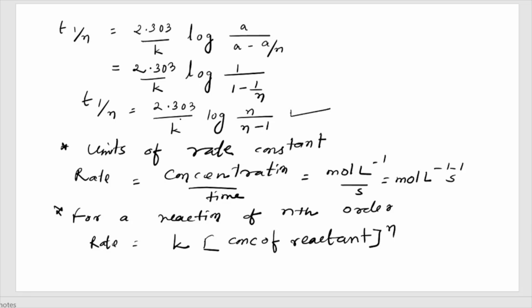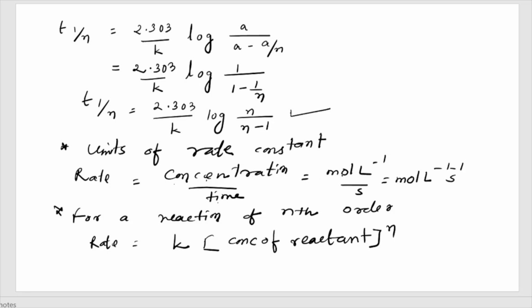Then how can you calculate the units of the rate constant? You know the rate constant means K. How can you calculate it? And you also know rate. What is rate? Change of concentration by time. What are the units of concentration? Molar concentration, that is moles per liter.